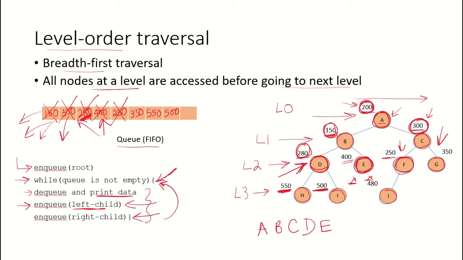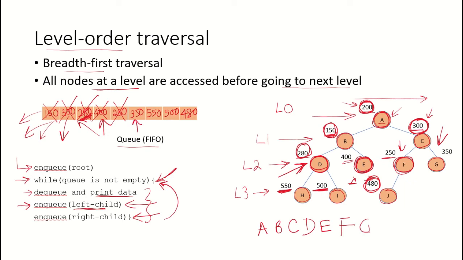So 250 is dequeued and its data F is printed. Now its left and right child would be enqueued. Its left child is at address 480, so that will be enqueued, and the right child is a null tree, so that is not enqueued. Then we go back to the queue again. So 250 is out. Next in the queue is 350.